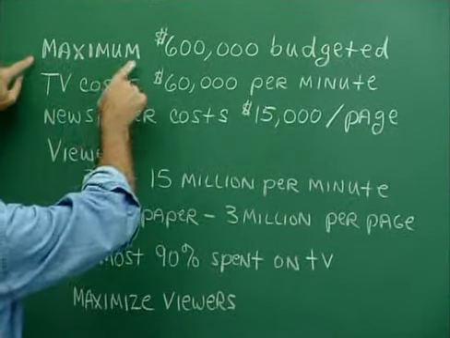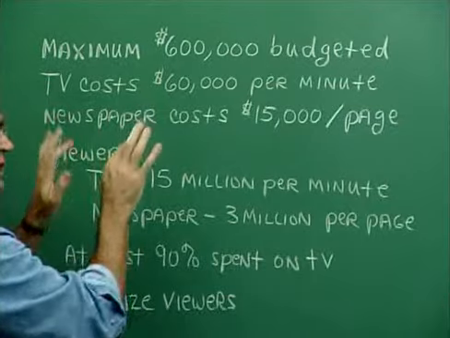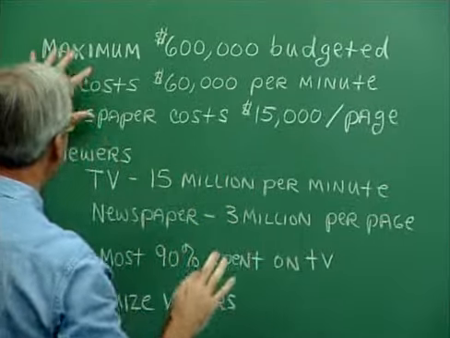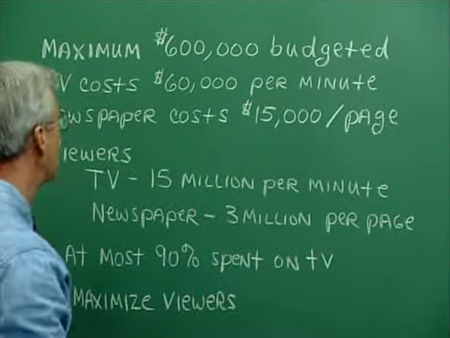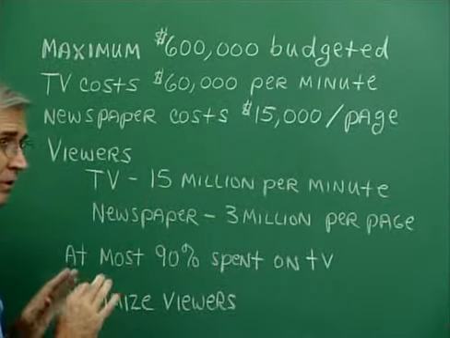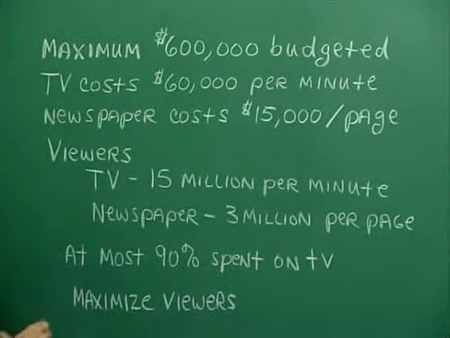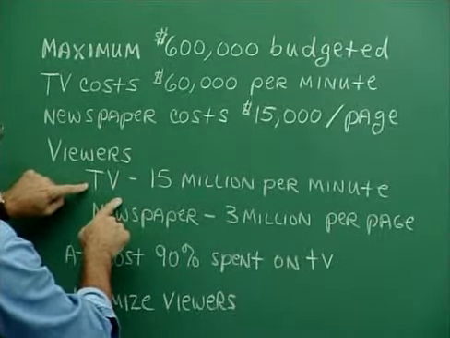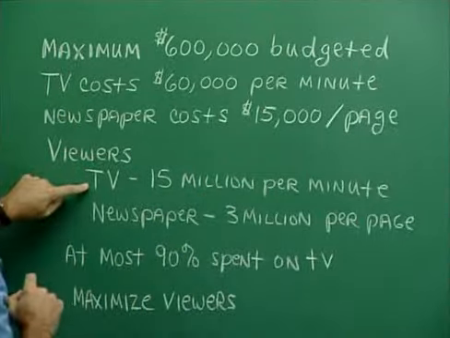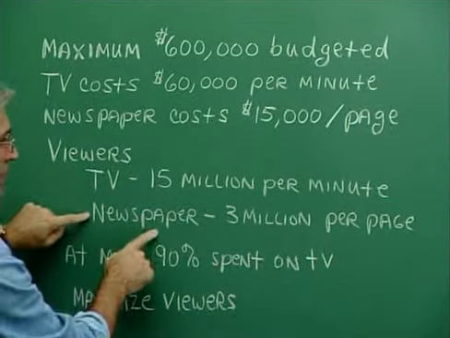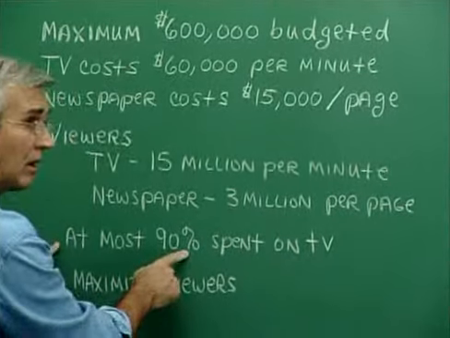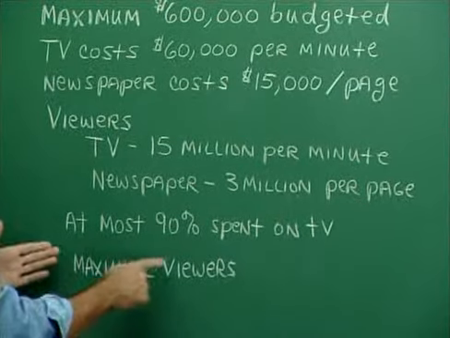All right, now because we see the maximum idea here, words that kind of imply inequalities tell us that we have a constraint going on here, and this information is going to be used in one of the constraints. Now, we're also told information about the viewers, and the viewer information will give us information for our objective function. For television, 15 million folks are going to watch each minute of advertising on television, and for newspaper ads, 3 million are going to watch per page. At most, 90% of the budget is to be spent on television, and we want to maximize the viewers.